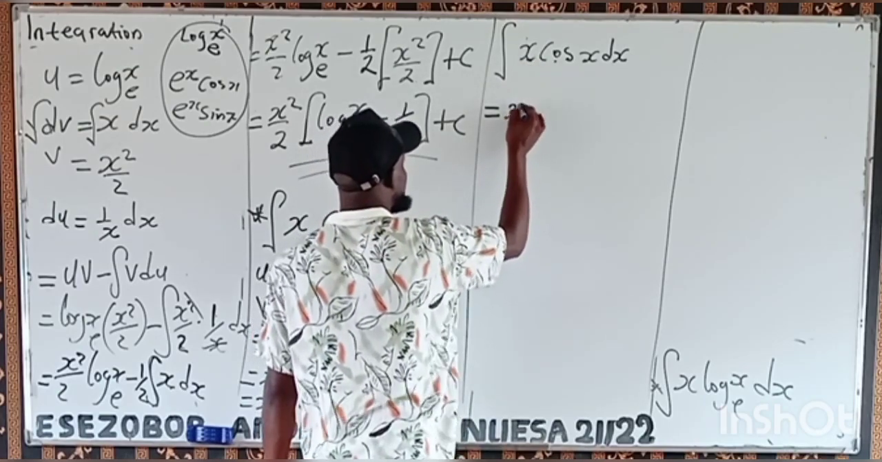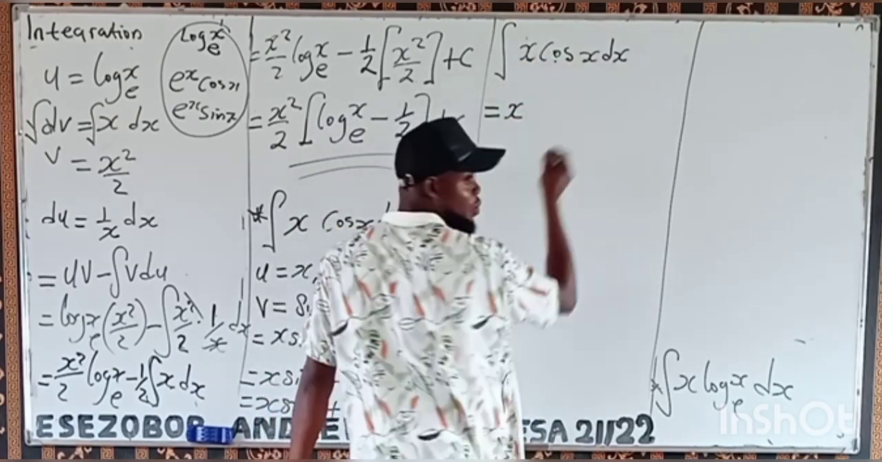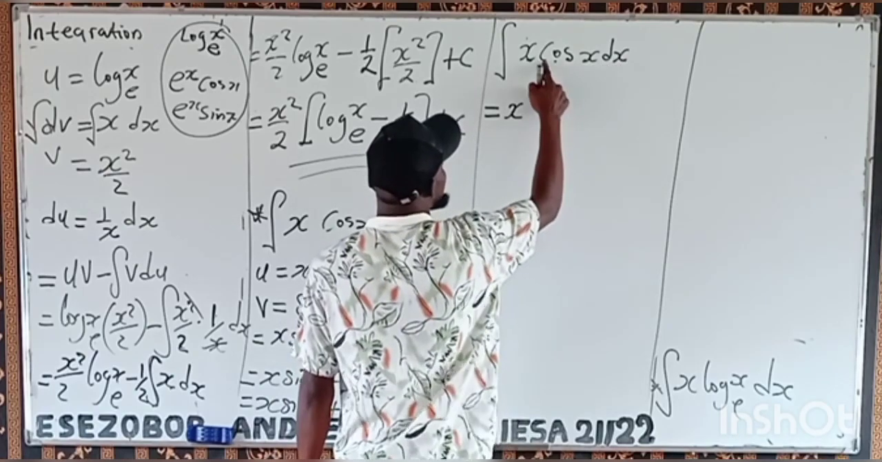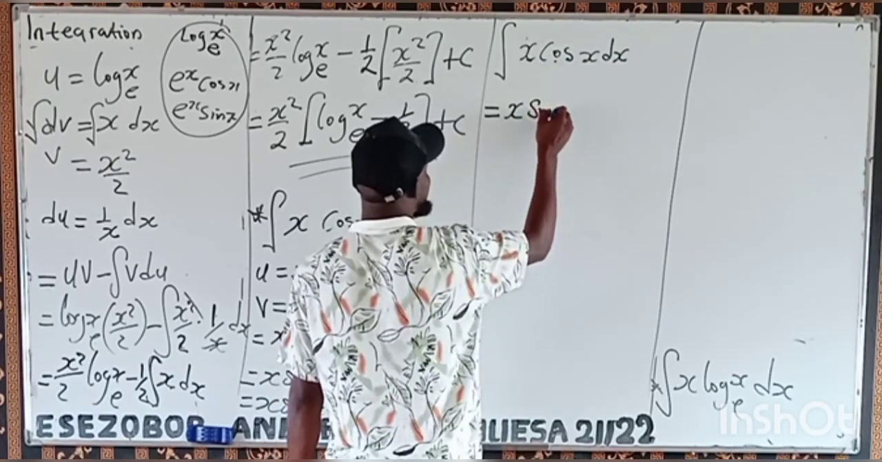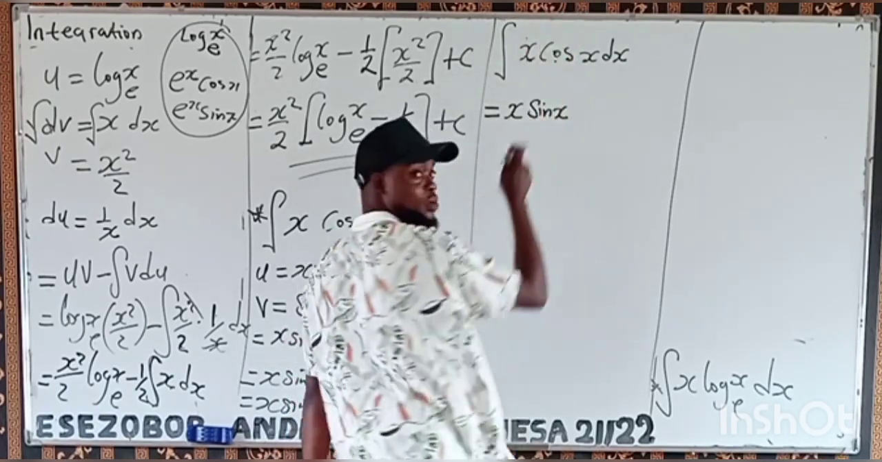So you write out that u. Then you now integrate the other one. Integrate this one. Integrate cos x, I'm going to have sin x. Then you are done with that step.